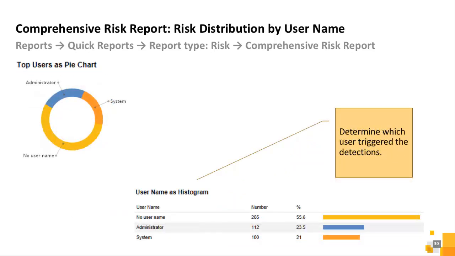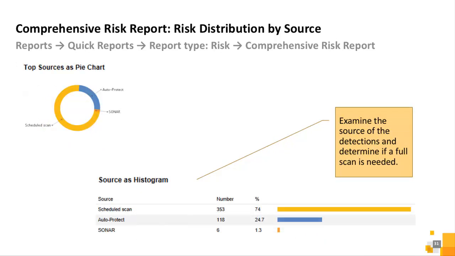Risk distribution by username shows you which logged-in user triggered the detection. Risk distribution by source sorts the detections by scheduled scans, AutoProtect, or Sonar. If you see a large amount of detections from AutoProtect, then it is a good indicator that a full system scan needs to be scheduled in the environment.